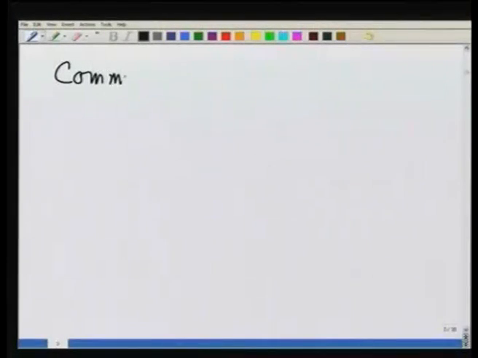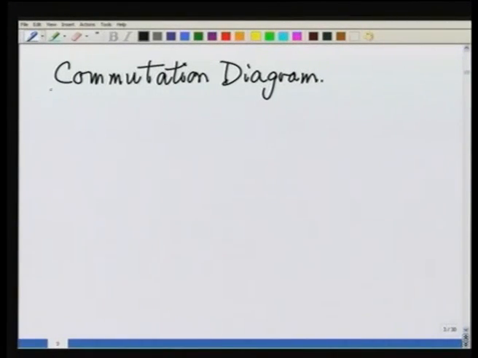Let us now try to see if we can have a rigorous mechanism for testing for linearity. There is such a procedure and we call it the commutation diagram. This commutation diagram approach is simply a formalization of what we have already been doing.